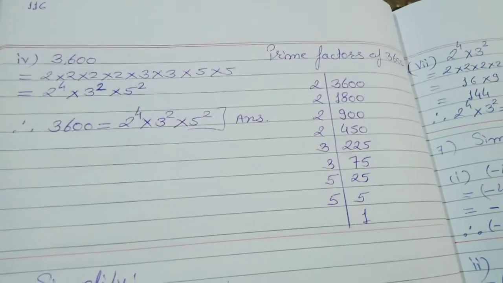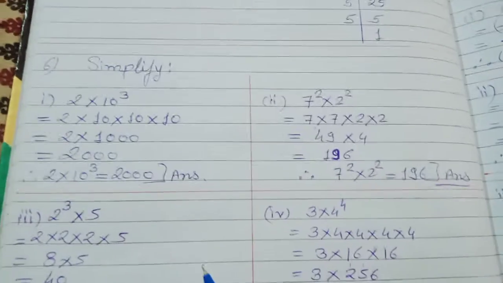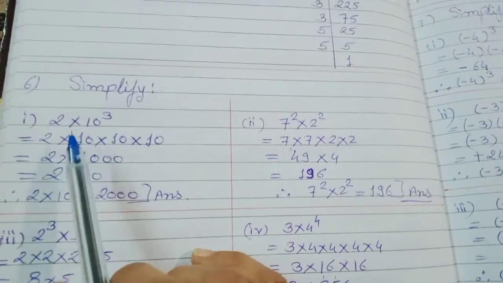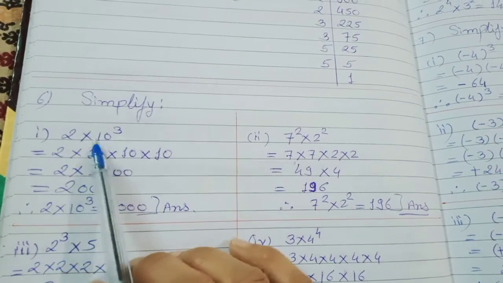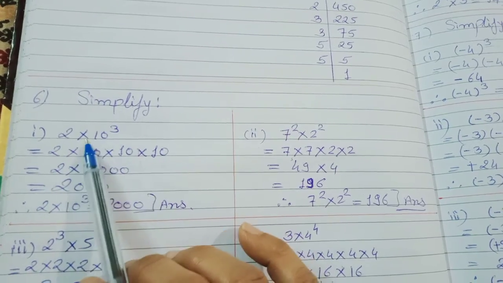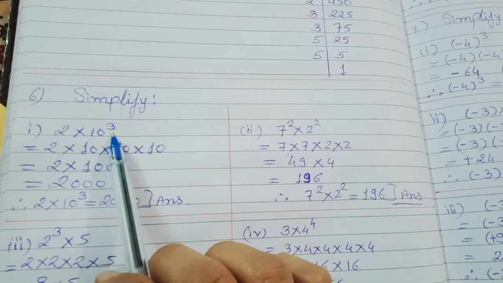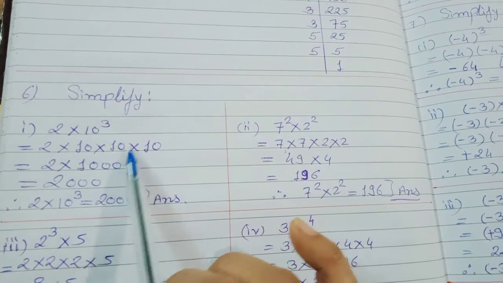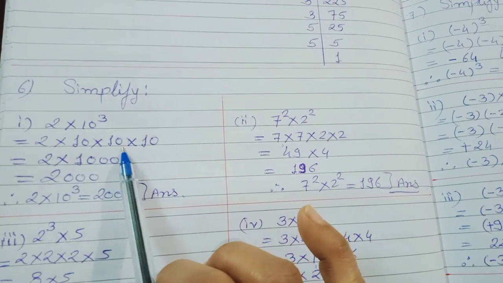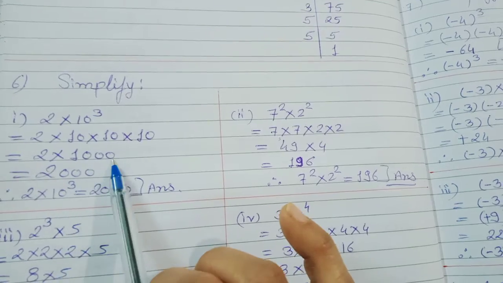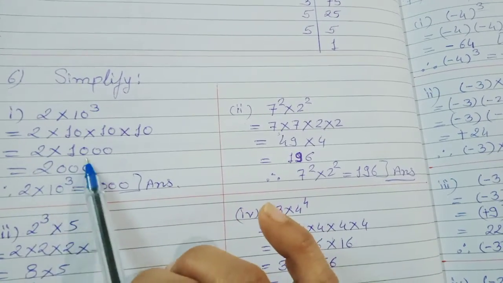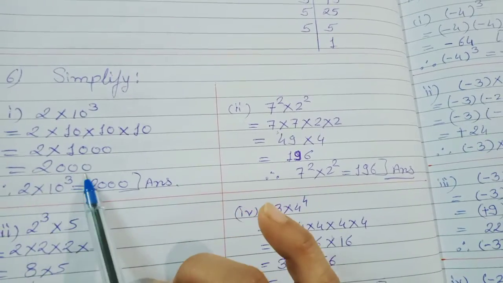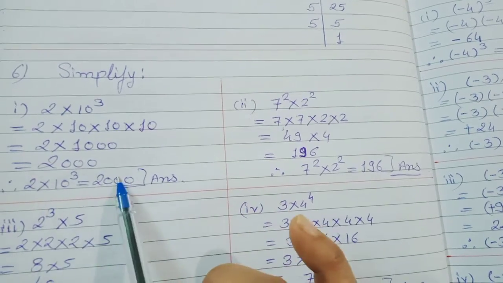Question number 3, 4. Now question number 6 is simplify. First one, 2 into 10 to the power 3. We have to simplify the powers here. 10 is 3 times, so write 10 into 10 into 10. 10 tens are 100, 100 tens are 1000, so it is 1000 into 2. 2 ones are 2 and the 3 zeros are there, so it is 2000.